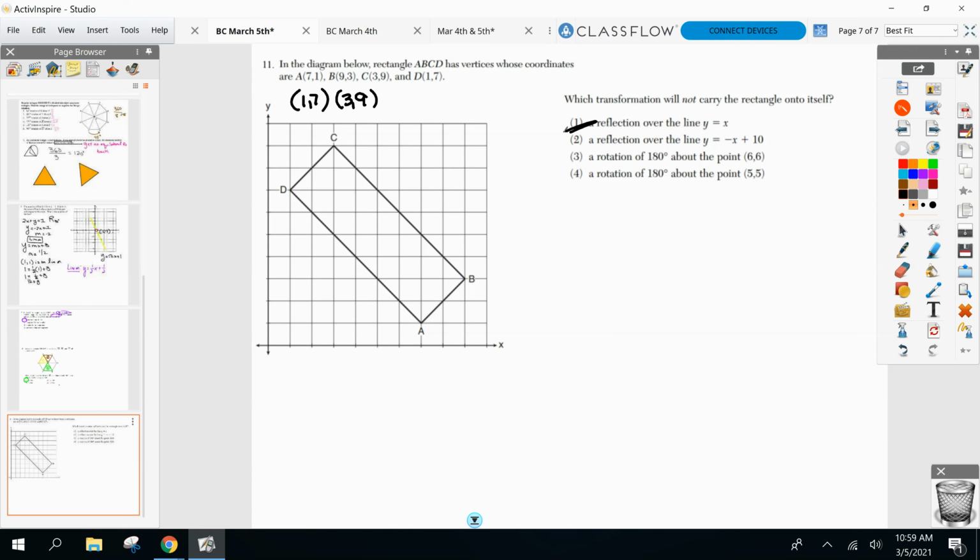So not one of the choices I want because I'm looking for the one that does not. Everyone all right on why that one will? All right, now we get even tougher. Ooh, a reflection over the line -x plus 10. Well, what's that line look like? Where do I start? What's my y-intercept? 10. I want to see what this looks like on the graph.